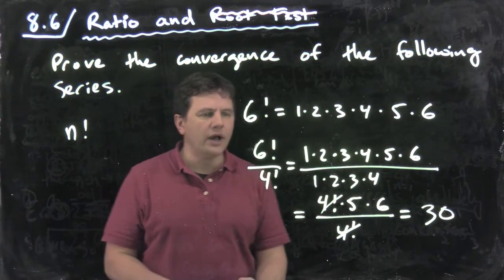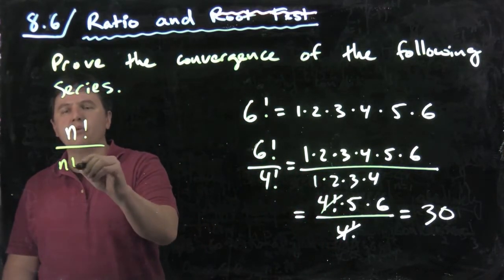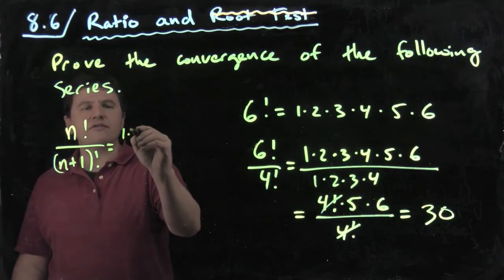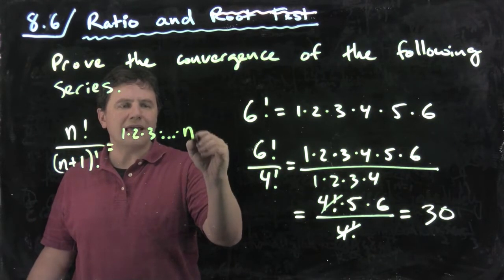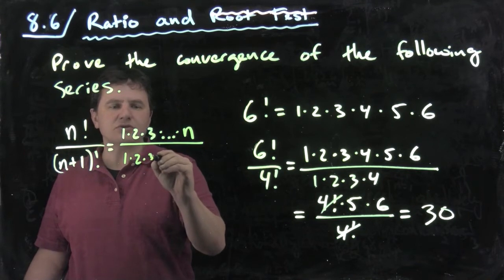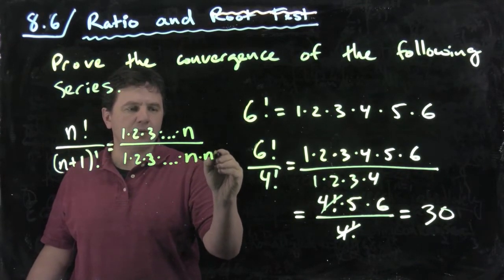Okay? So if I have something like n factorial over n plus 1 factorial, how am I going to write that? So realize this is 1 times 2 times 3 all the way up to n. This will be 1 times 2 times 3 times all the way up to n, and then n plus 1.